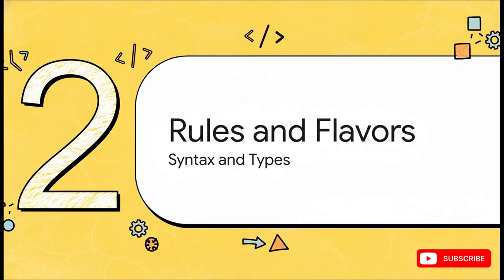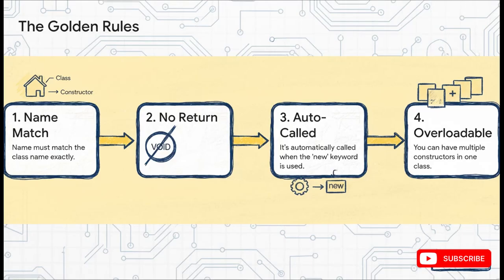All right, so now we know what a constructor is, let's dig into how to build one the right way. This section is all about the non-negotiable rules and the different flavors or types of constructors you can create. Okay, these are the 4 golden rules. They're simple, but you gotta know them.